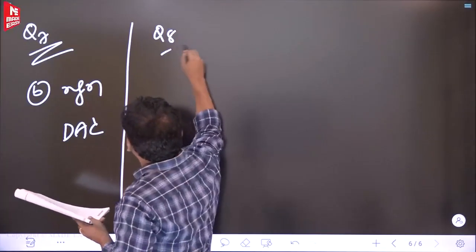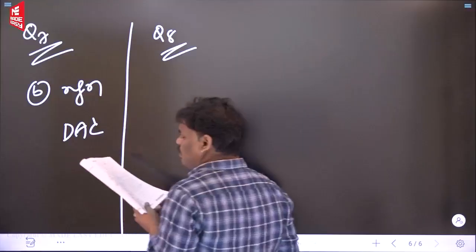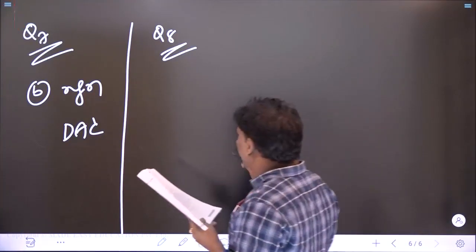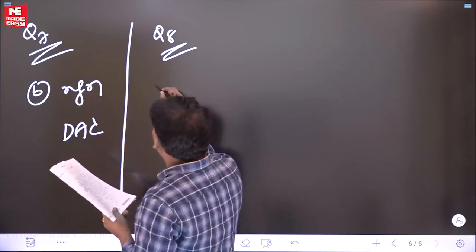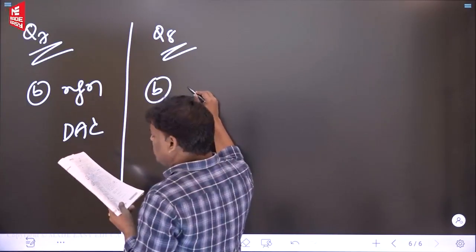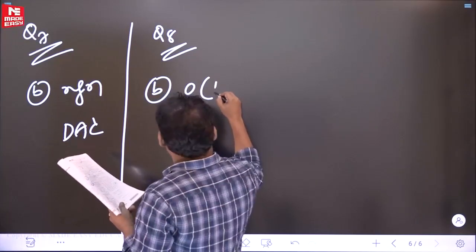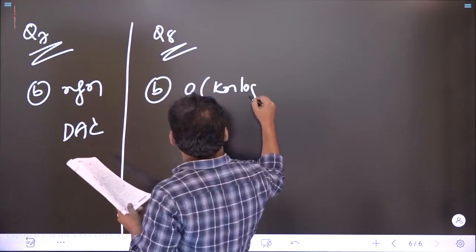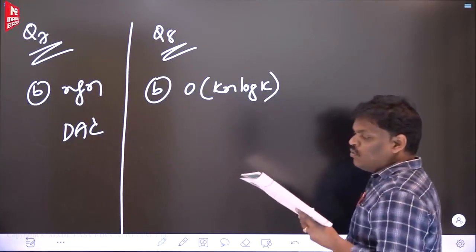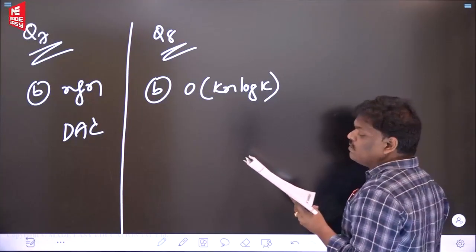Question number 8. I think we have done this problem many times, and it is there in your notes also. B is the answer. What is the answer for this one? Big O of K n log K. Many times we have done it. Question number 8, the answer is B. Question number 7 also B, question number 8 also B.